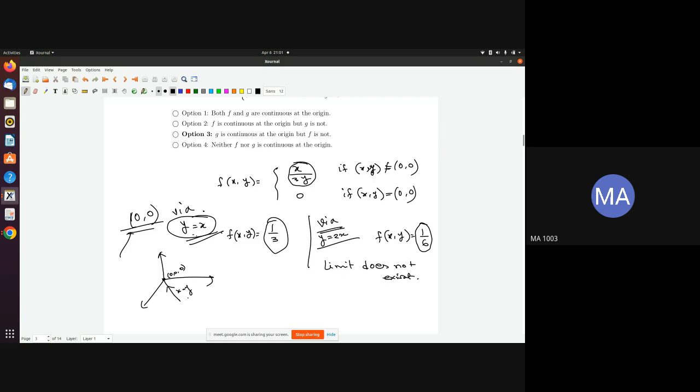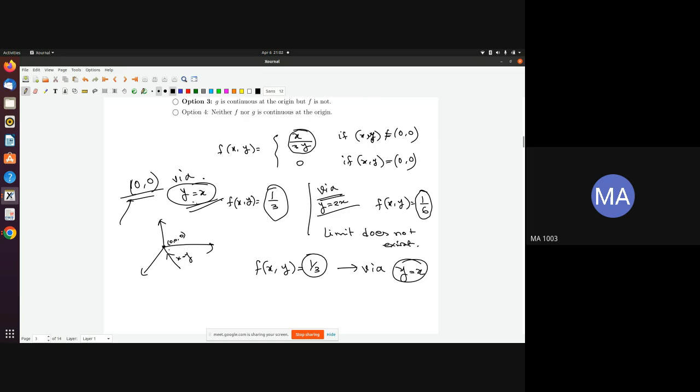So how will our functional value behave? Along this line, x and y are equal, correct? So our functional value is always 1 by 3. Now if I approach 0, 0 by this path, our limit will be 1 by 3, correct? Because the functional value is constant along this path. So this is via y equal to x.